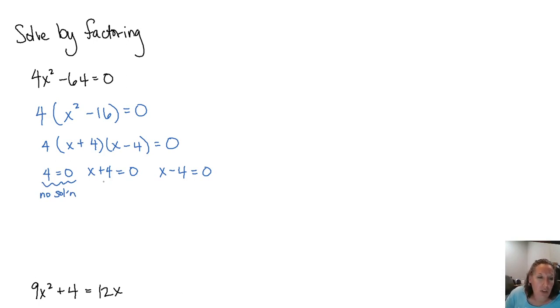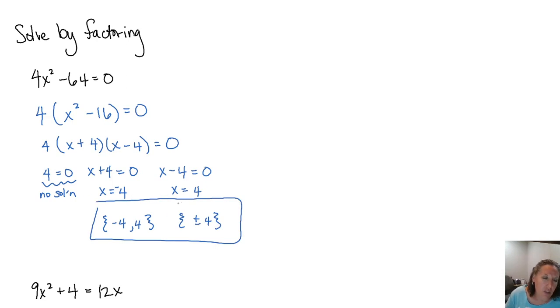X plus 4 equals 0. We're going to subtract 4 from both sides and get x equal to negative 4. And then x minus 4 equals 0. We're going to add 4 to both sides and get x equal to 4. So our solution set is negative 4, 4. You could also use that plus or minus 4 as the solution.